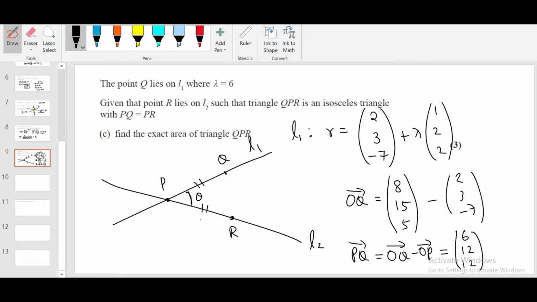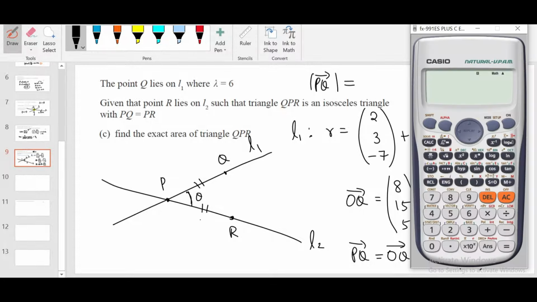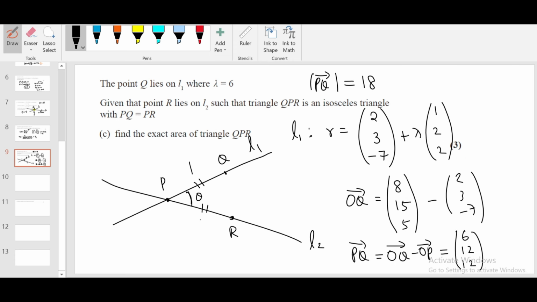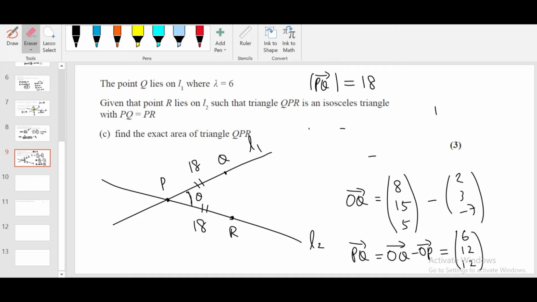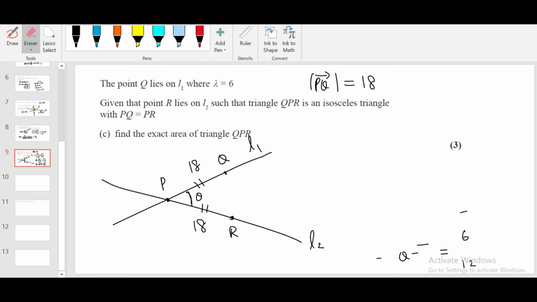That's PQ vector. So modulus of PQ vector is equal to square root of 6 square plus 12 square plus 12 square, which is 18. So this length is 18, this is also 18. Now we need to find theta. From the previous part we got cos theta already. Cos theta is 2 over 3 we got.